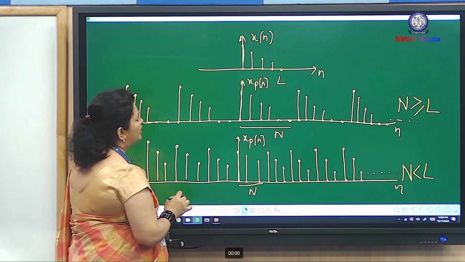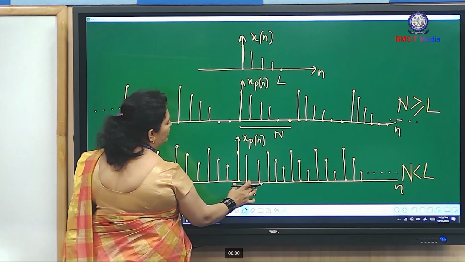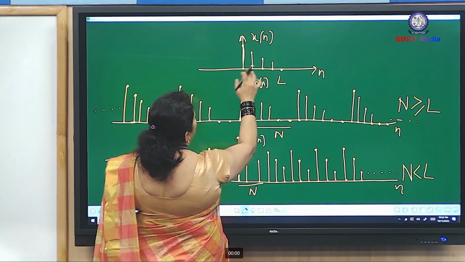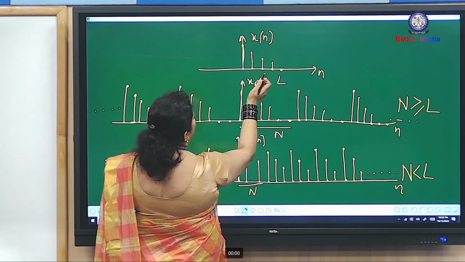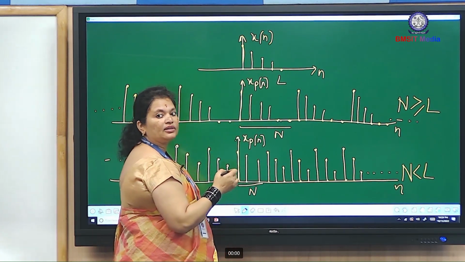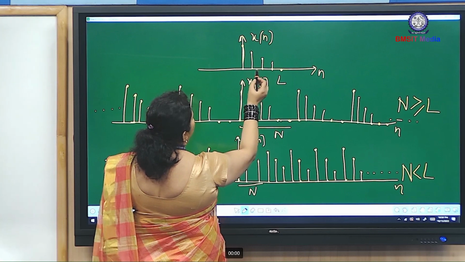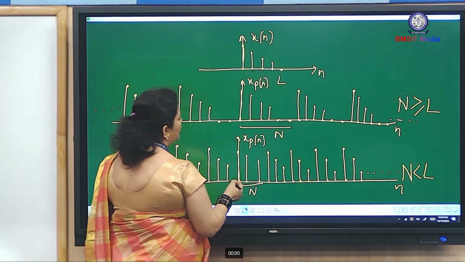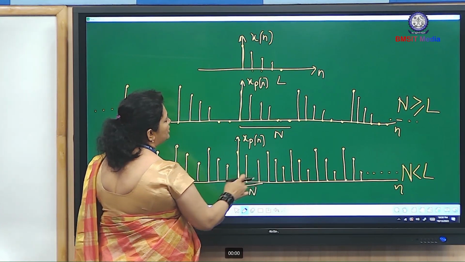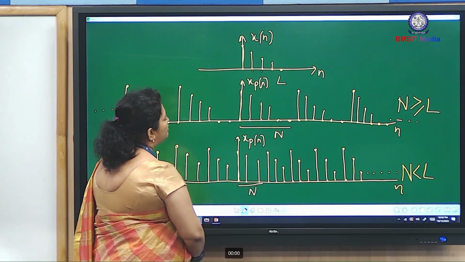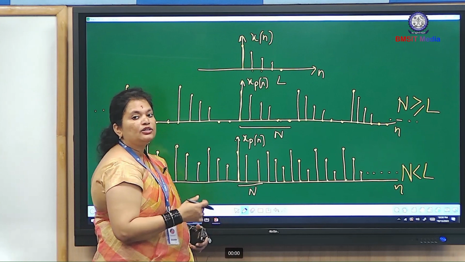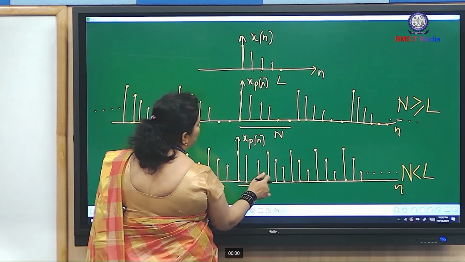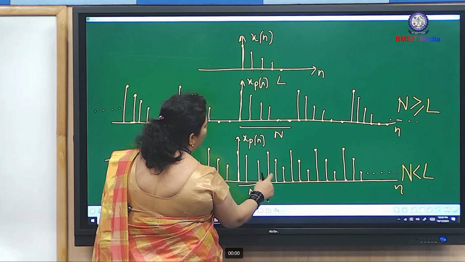So here you can see that this is our n, and the number of samples in x of n is, if I count whatever example I have taken, 1, 2, 3, 4 and 5. But here the periodic repetition is 3. That means when xp of n is repeating, it is trying to overlap.